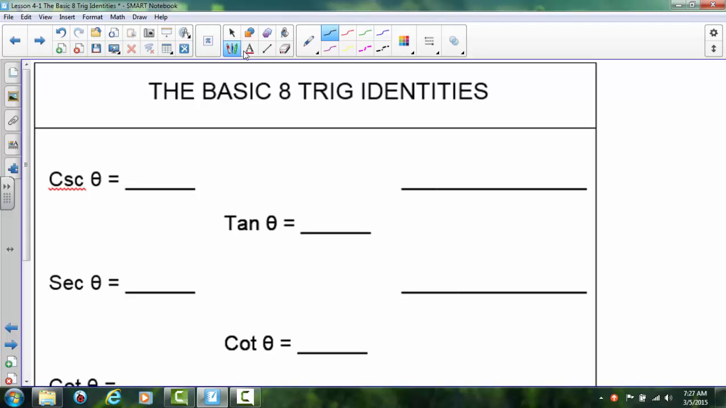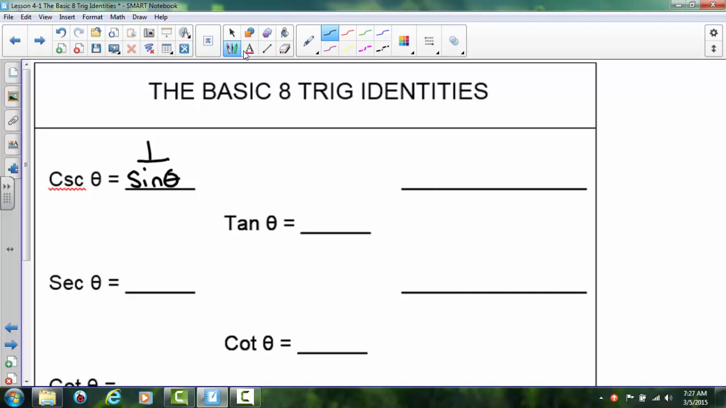So the basic 8 you're going to learn and use for this particular lesson are these in the box. So these you want to memorize as best you can because you're going to use them a lot. So we're going to say that cosecant theta is 1 over sine theta.